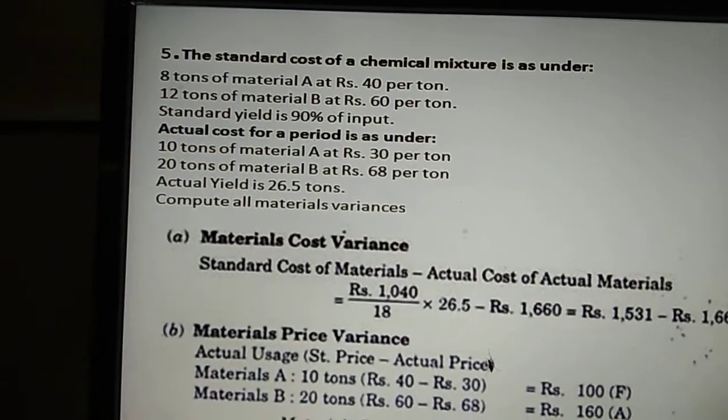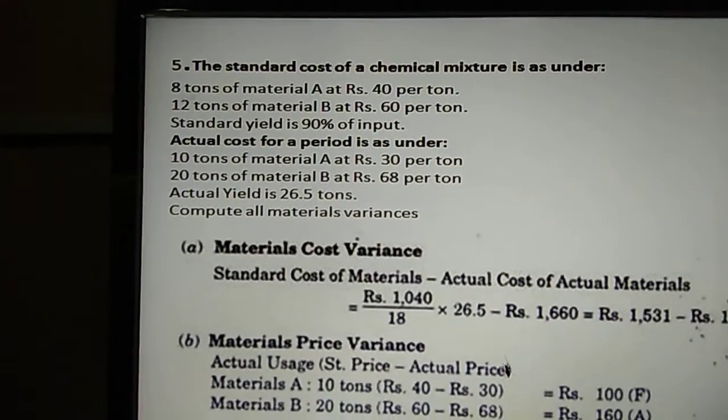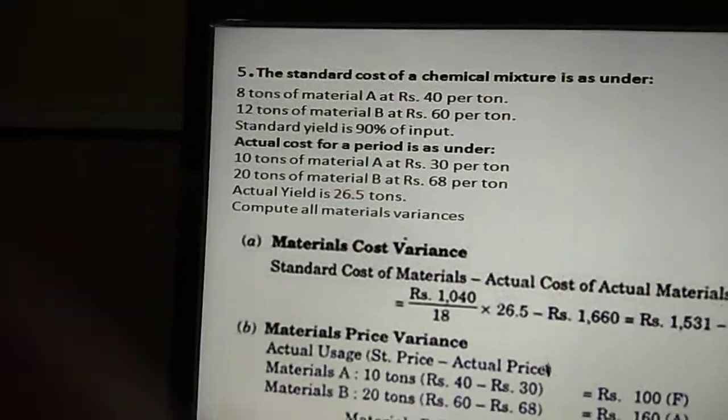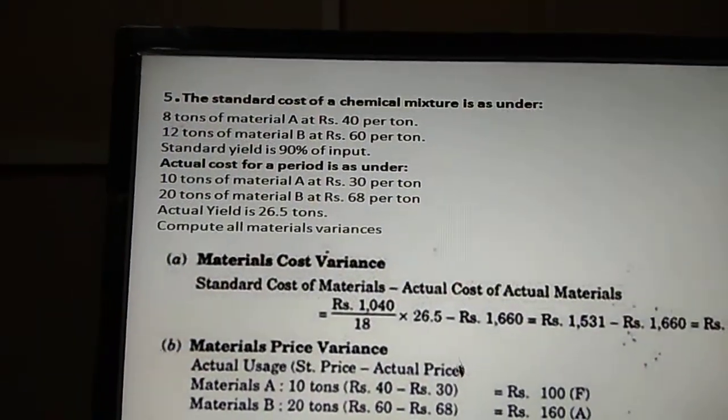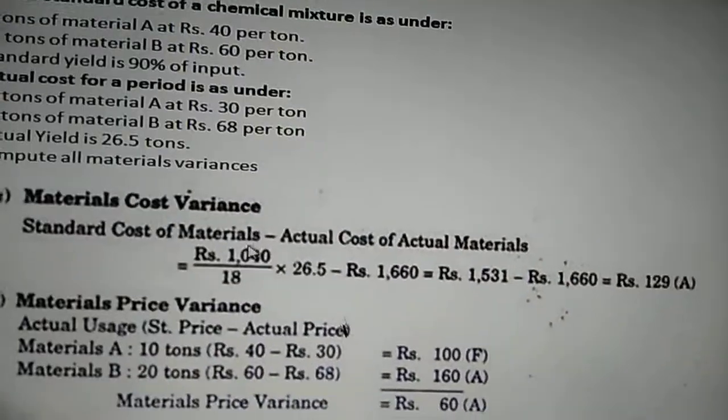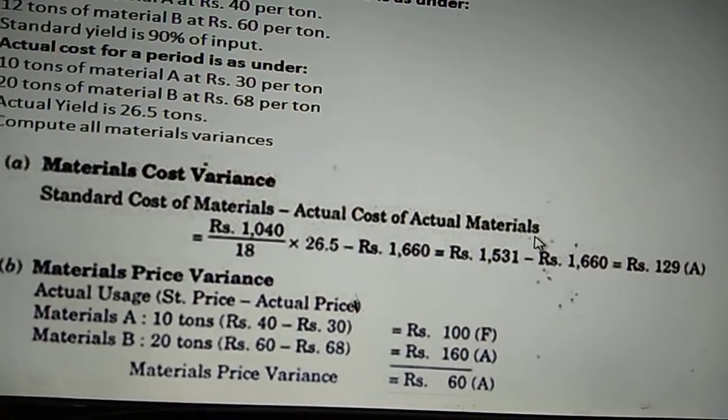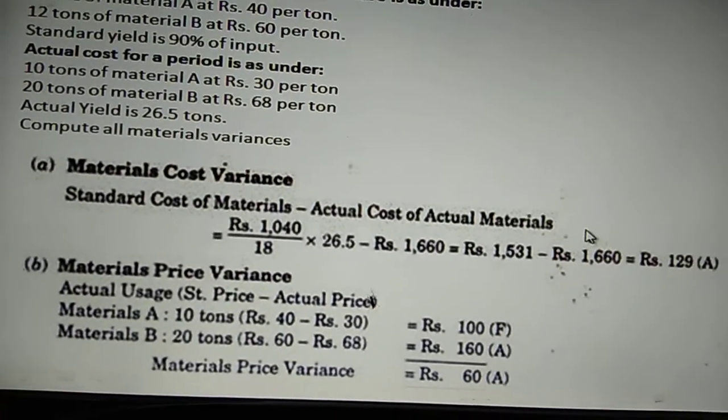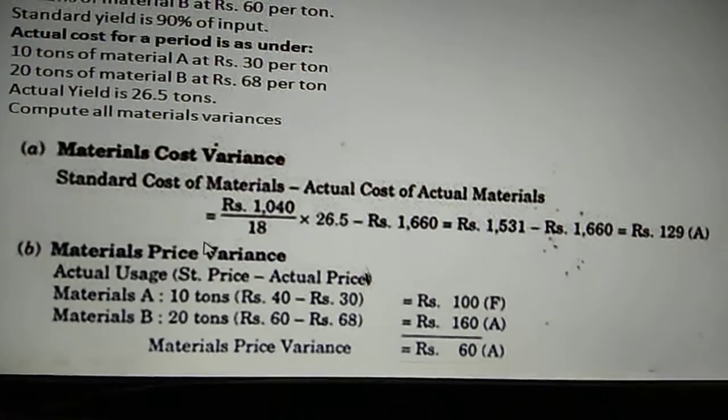Now let us see all of them right from the beginning. Material cost variance. You know that the formula for material cost variance is standard cost of materials minus actual cost of actual materials. So look here.